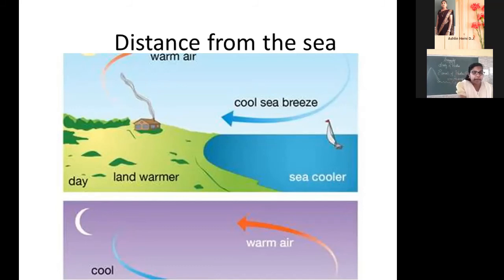Before that, underline four lines above: places that are at a distance from the sea do not experience the moderating effect of the sea. They are experiencing a different climate. So this is all about distance from the sea.